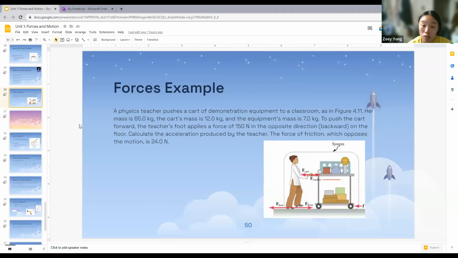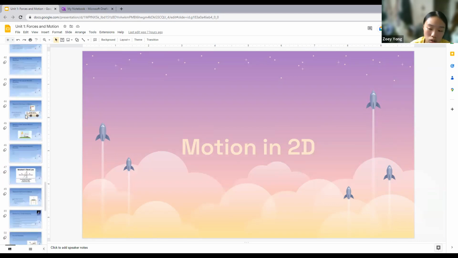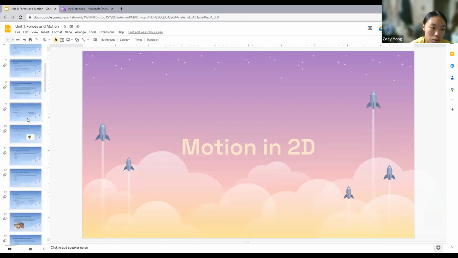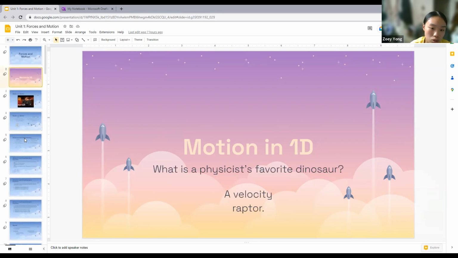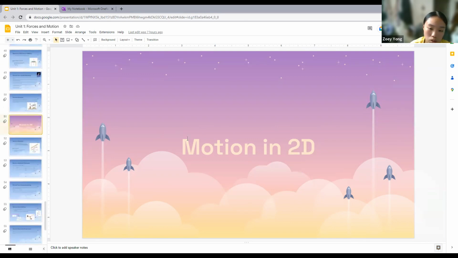Two weeks ago, we talked about forces, Newton's three laws and forces. And today we're going to move on to motion in two dimensions, which is our last unit. If you remember, our first unit was motion in one dimension, but now we're going to look at motion in two dimensions. So instead of just one direction, it's going to be two directions.